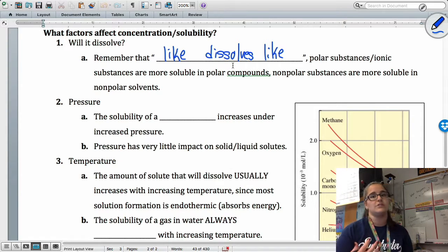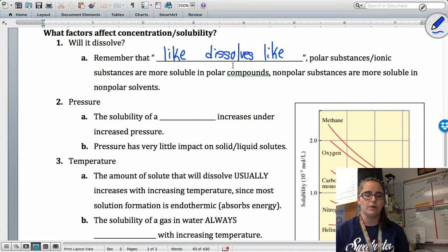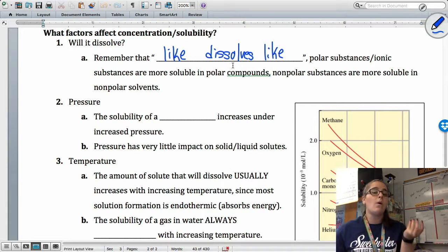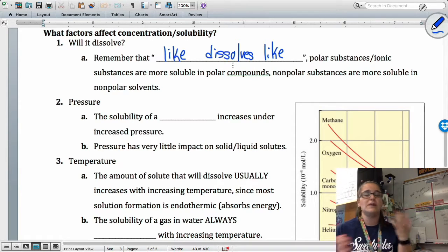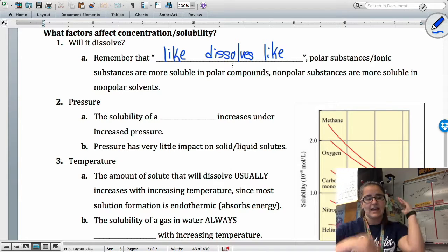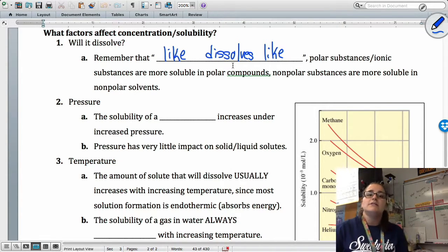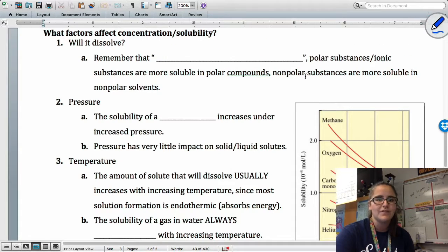So things that are polar will dissolve in water, because water is polar. But things that are nonpolar, like oil, won't dissolve in water, because the nonpolar thing won't dissolve and mix in a polar thing. Just because of their intermolecular forces, they don't interact with each other, so they tend to stay separate. Some other things that could affect the concentration is the pressure.